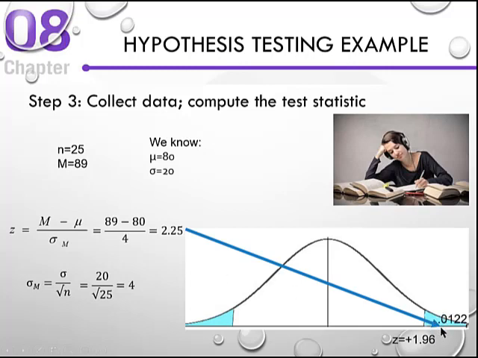You don't really have to do this, but it's kind of a double check. You already know that this is larger than 1.96. But now we see that this is the probability in here. When you look for a z-score of 2.25, you see that this proportion, this area, is 0.0122, and that's clearly smaller than our alpha level of 0.05.